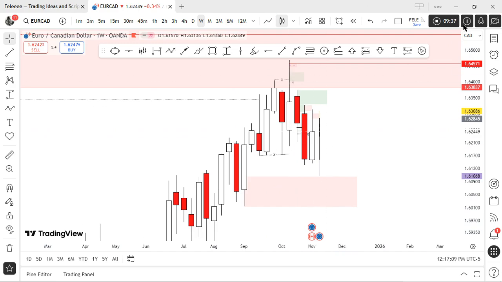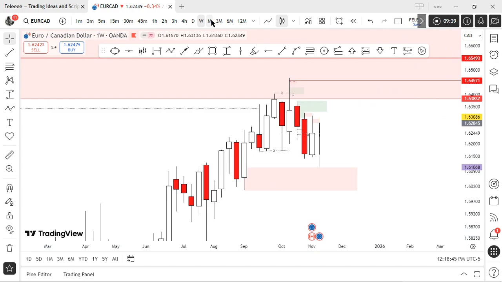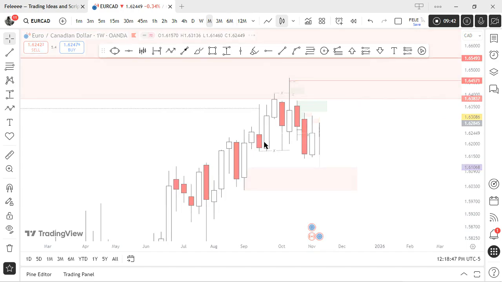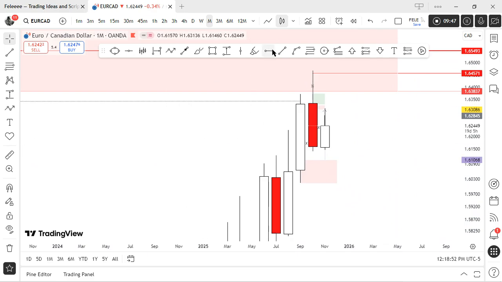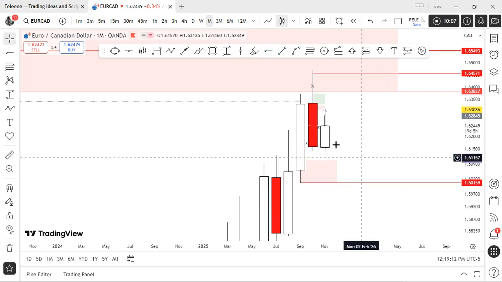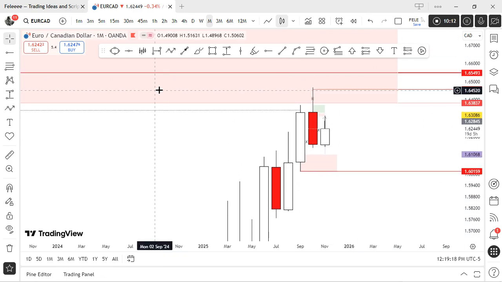So first on the monthly, as we can see here, price couldn't manage to create a high. So price swept liquidities and started creating more of a correction move, but this correction move doesn't have to close below this candle for us to anticipate this bullish move is still on the right side.